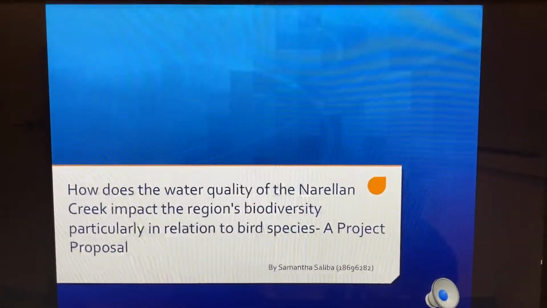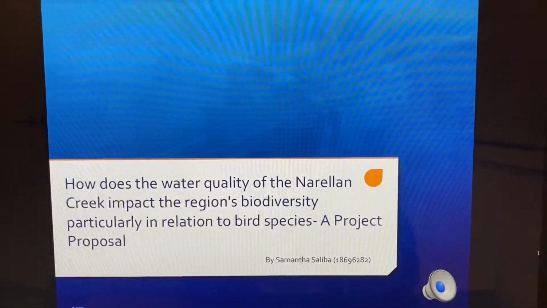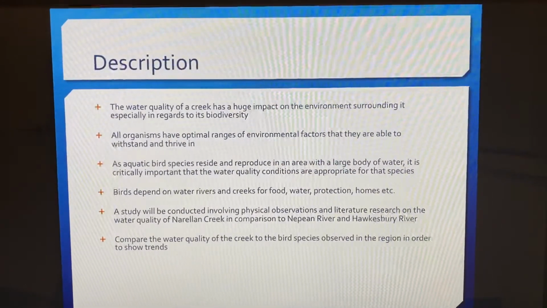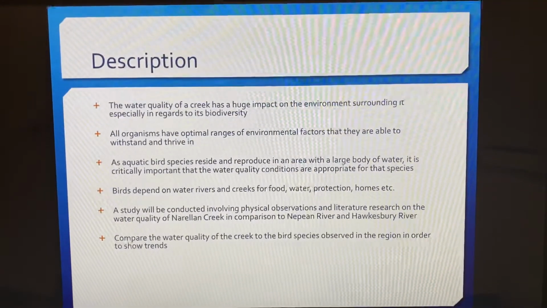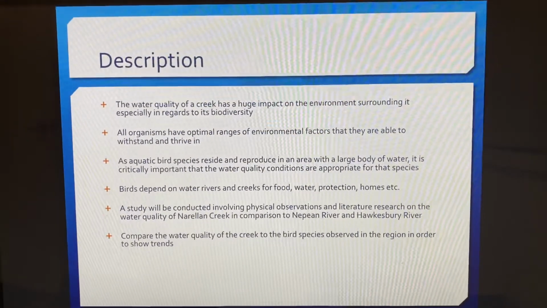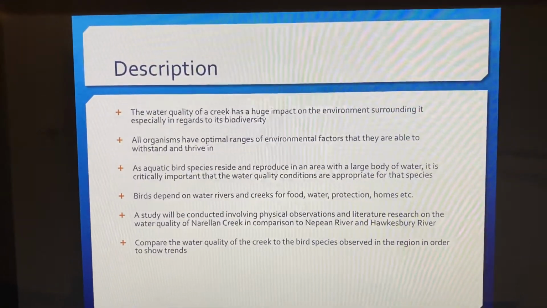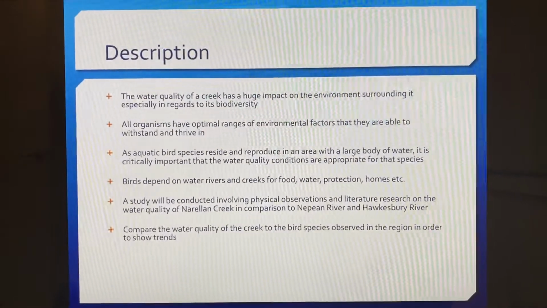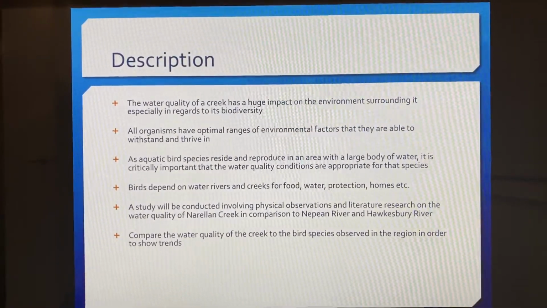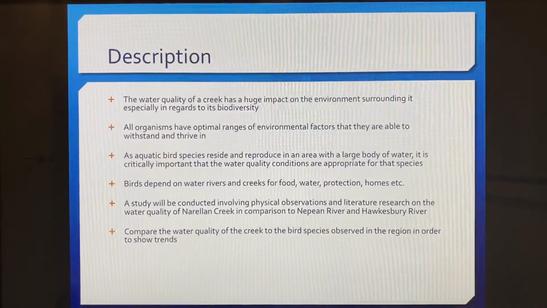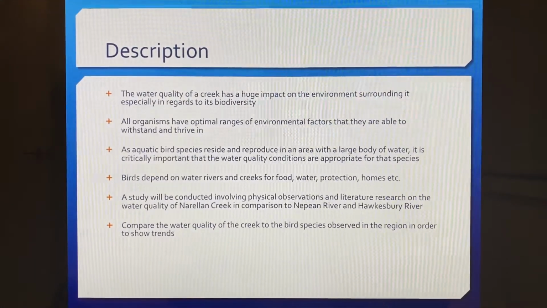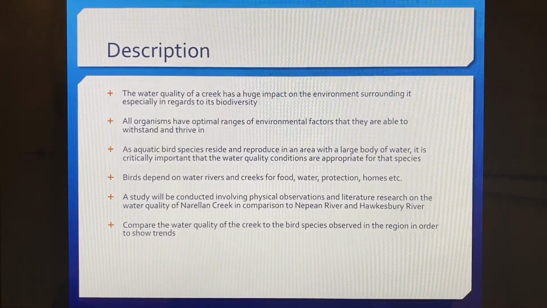How does the water quality of the Narellan Creek impact the region's biodiversity? All animals have specific conditions in their environment that must be met in order to inhabit and reproduce in that area. Aquatic bird species are highly dependent on the water quality of the creek or river they reside near in numerous ways. This includes protection where they raise their young, as well as a food and water source.